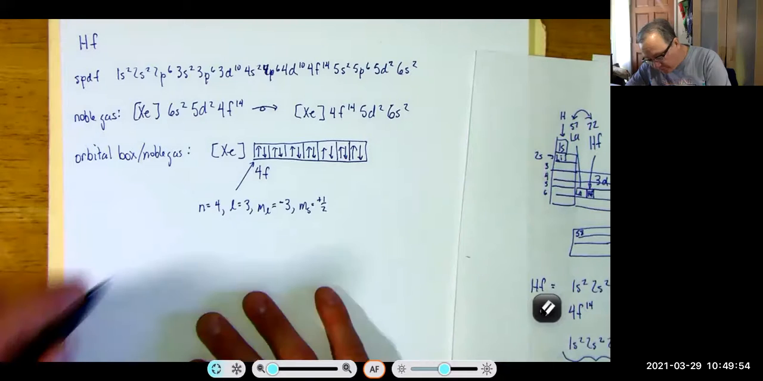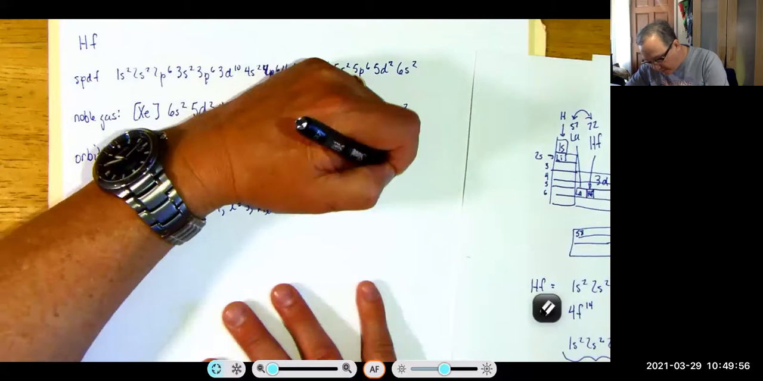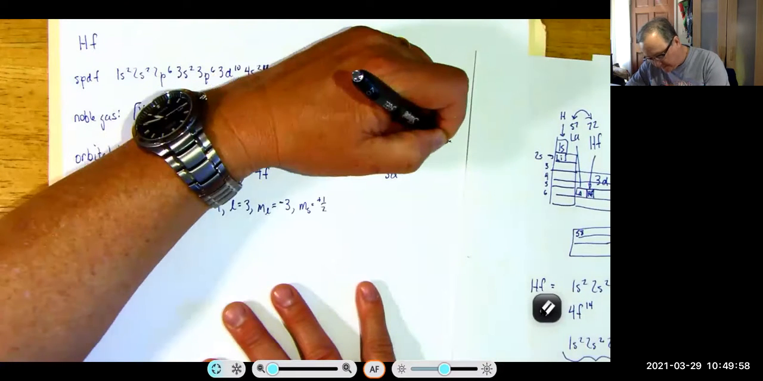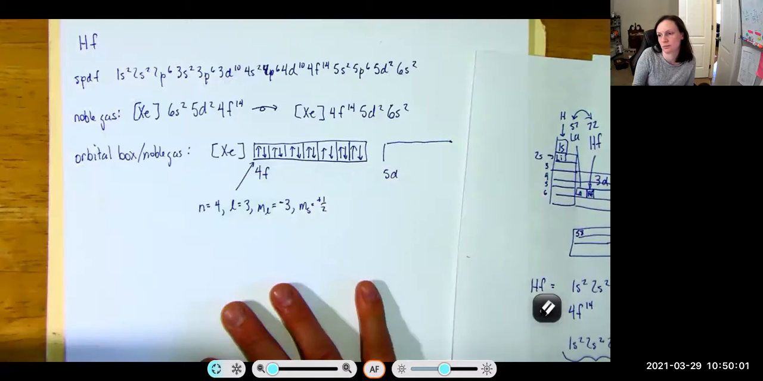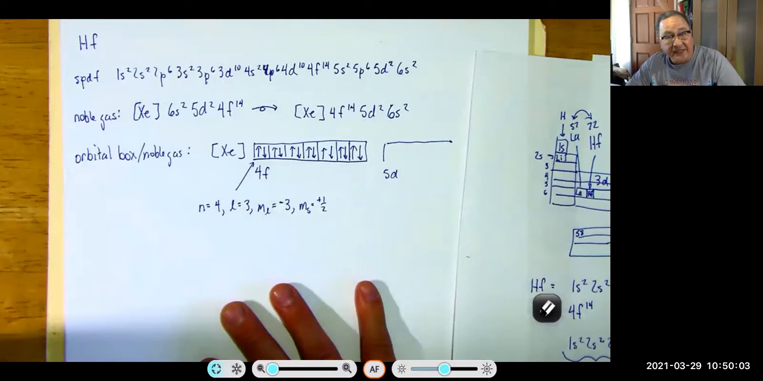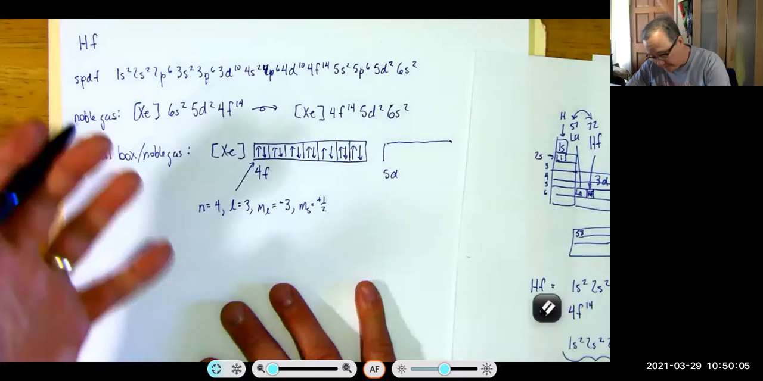Now, what are we going to do for the 5d? How many boxes do we have in a 5d? 5, because d stands for 2.